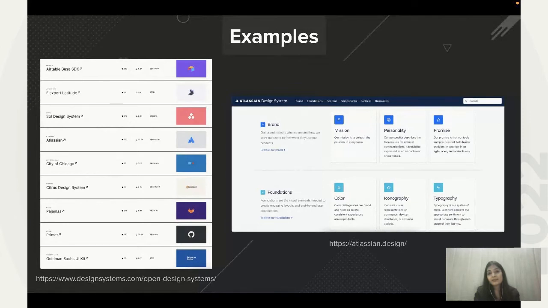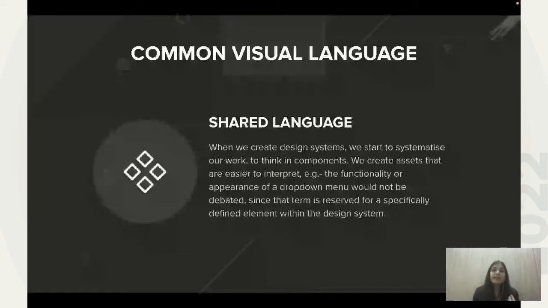So we can refer to them and understand the characteristics of design system, like how it is a common visual language. When we create design systems, we start to systemize our work, to think in components. We create assets that are easier to interpret. For example, the functionality and appearance of a drop-down menu would not be debated, since that term is reserved for a specifically defined element within the design system.